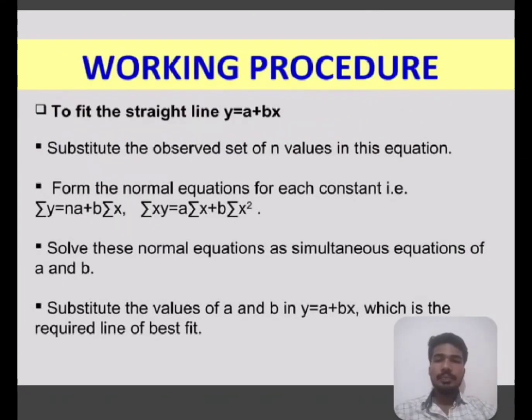Working procedure. To fit the straight line y equals a plus bx, substitute the observed set of n values in this equation. Form the normal equations for each constant, that is summation y equals na plus b summation x, summation xy equals a summation x plus b summation x square. Solve these normal equations as simultaneous equations of a and b. Substitute the values of a and b in y equals a plus bx, which is the required line of best fit.